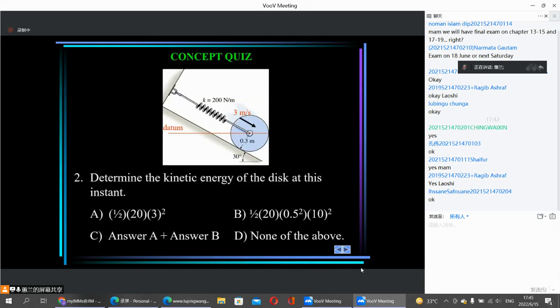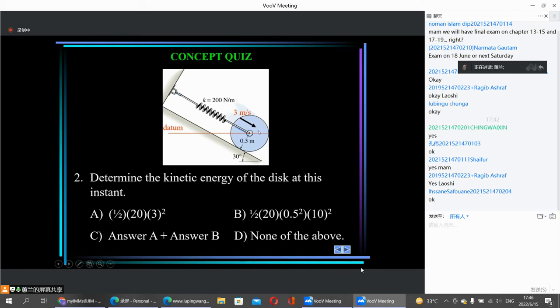So it's time to determine the kinetic energy of the disk at this instant. You can draw the FBD; no friction force is given, but here it's rolling without slipping. We say when it's rolling without slipping, the friction force does no work, right? Only the weight and the spring force do work. They are all conservative forces, so the energy is conserved.